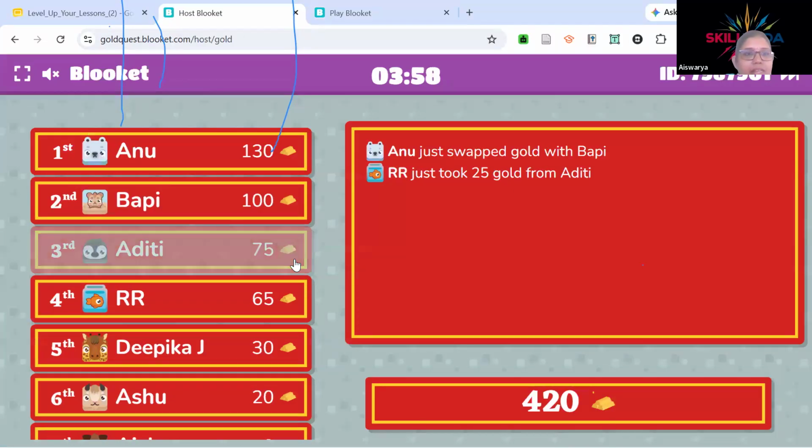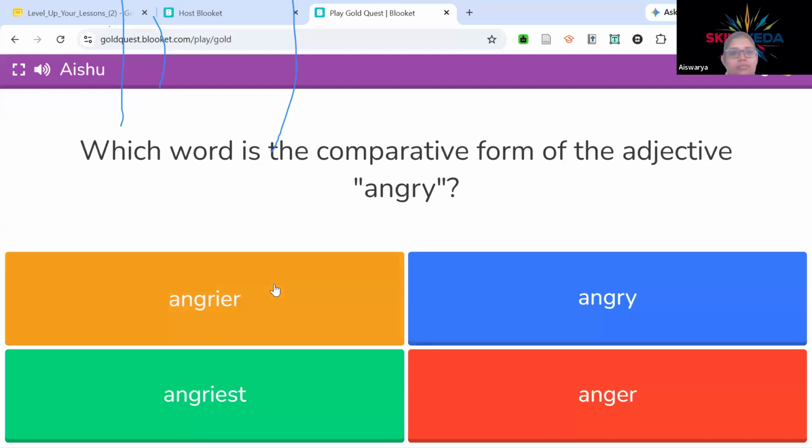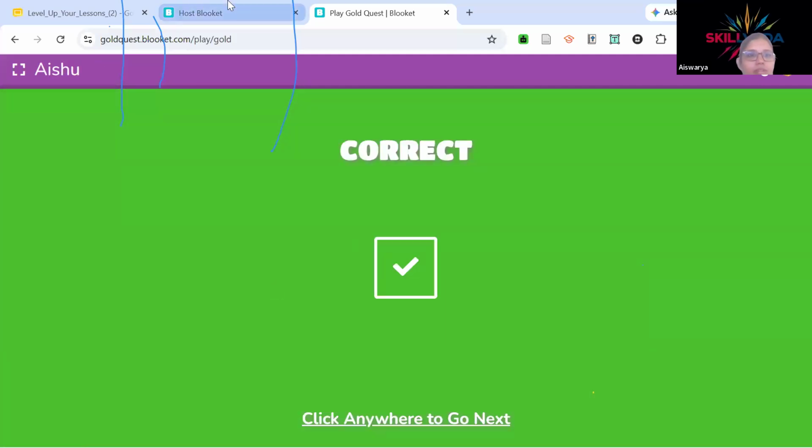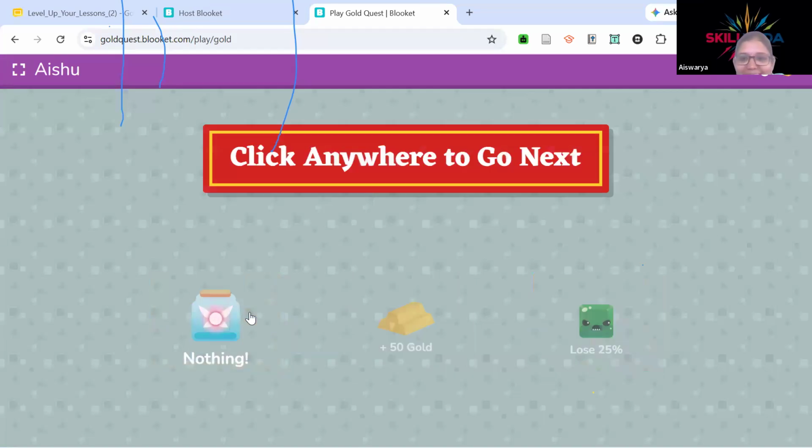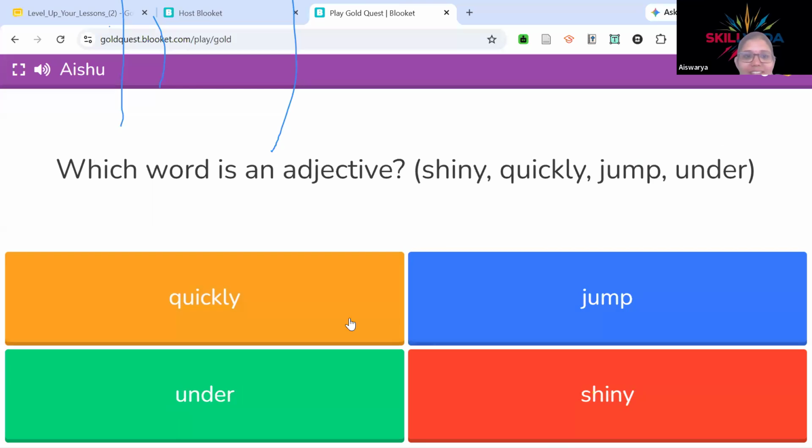Those who are playing, great. Anu ma'am is leading. So I can even open chests inside. That's great. Oh my God, I didn't get anything. Okay.